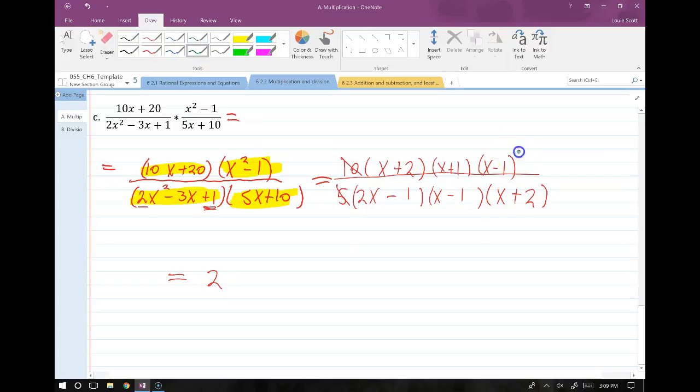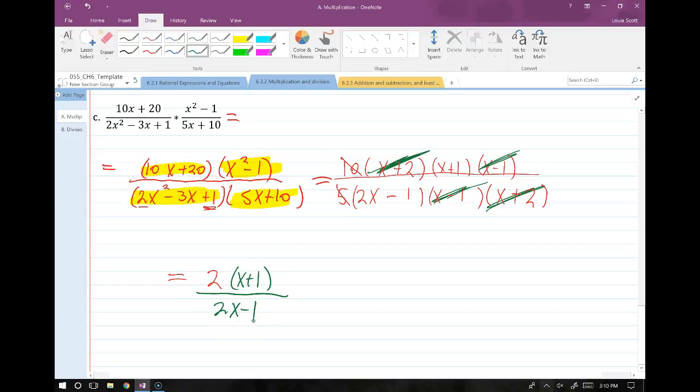And I think I have some like factors. I have x minus 1 here, and I have x plus 2 here. And it looks like there's nothing else to cancel out. So I have 2 times x plus 1, 2x minus 1 on the bottom. Exactly. Okay, so that's it.